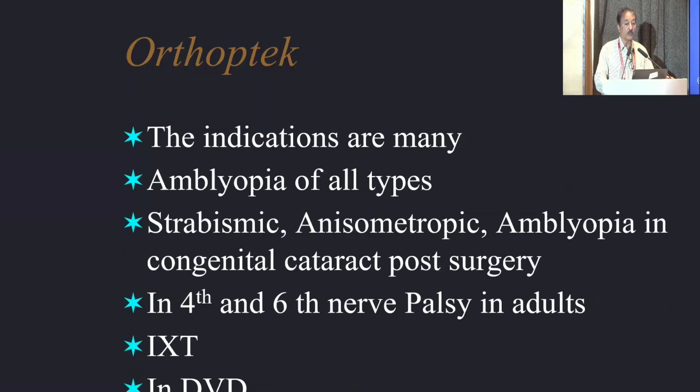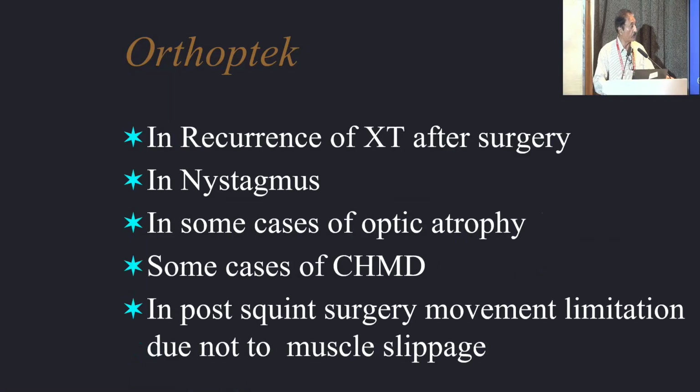There are many indications, as I told you earlier: amblyopia of all types, particularly anisometropic amblyopia, and it's also useful in fourth and sixth nerve palsies, in dissociated vertical deviation and recurrence of XT after surgery, and in nystagmus and some cases of optic atrophy. Some of my people who have bought the machine have told me it is useful in optic atrophy. There's a very complicated mechanism. I can explain it to you outside.